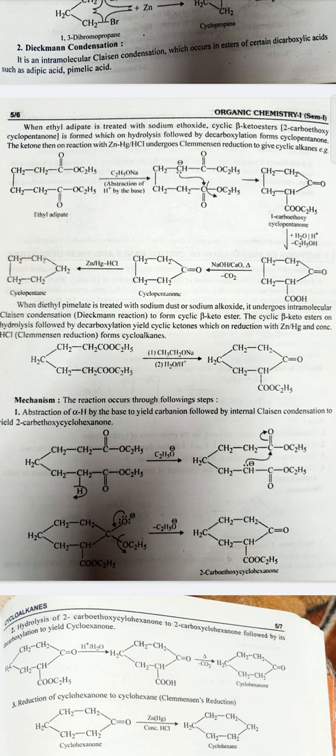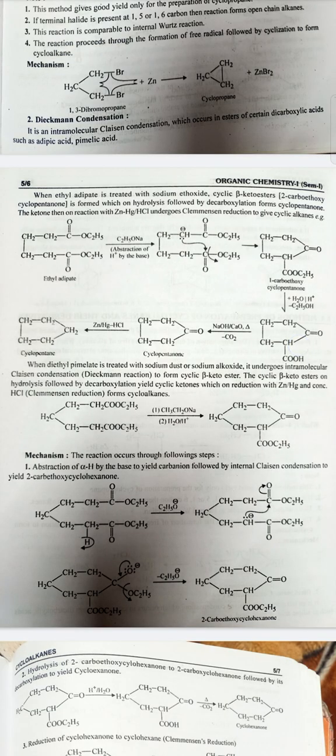When diethyl pimelate is treated with sodium dust or sodium alkoxide, it undergoes intramolecular Claisen condensation, the Dieckmann reaction, to form a cyclic beta ketoester. The cyclic beta ketoester on hydrolysis followed by decarboxylation yields cyclic ketones, which on reduction with zinc amalgam and concentrated HCl, Clemmensen reduction, forms cycloalkane.